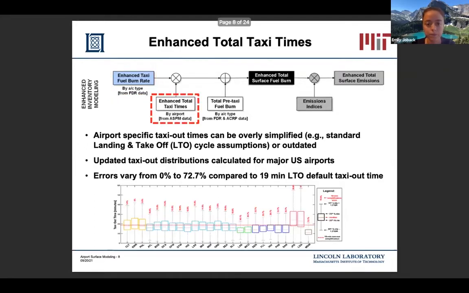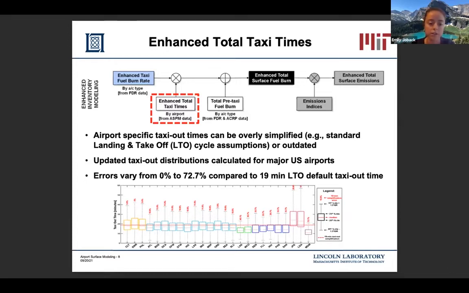Next slide. So the next thing we looked at was enhancing the total taxi time. As I mentioned in an earlier slide, this taxi time that's currently utilized is either the LTO 19-minute taxi out time assumption, a user specified assumption, or outdated airport specific taxi times. So what we did was we updated these taxi out distributions for major US airports. And we did that using data from the FAA's ASPM data set, and that contains flight level taxi out time information. We took that taxi out time information and aggregated it by airport using recent dates.